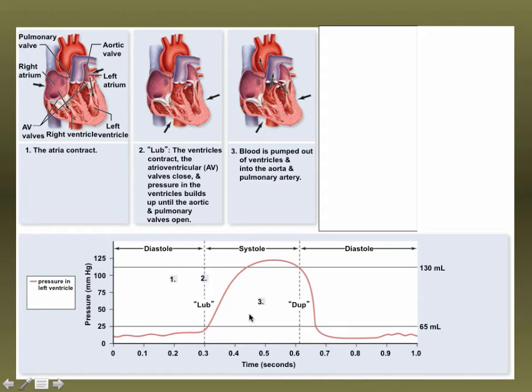That will be during systole, when pressure is going to increase. During diastole, pressure in the left ventricle is very low. It has to be because it needs to fill up with blood. If pressure was high, it would be very difficult to pump blood into the ventricle. So during diastole, the ventricle is relaxed.